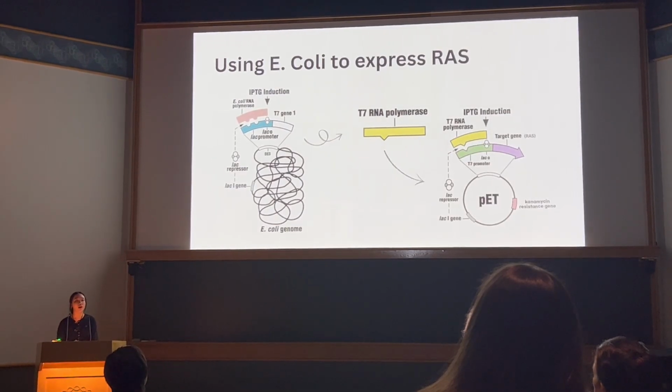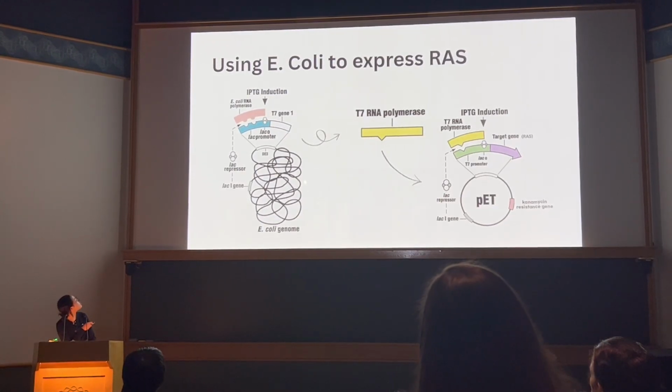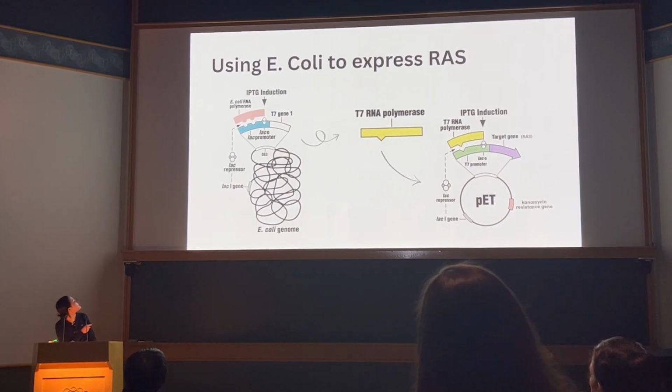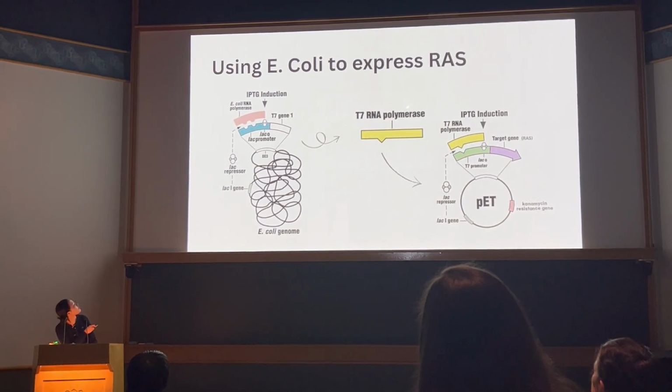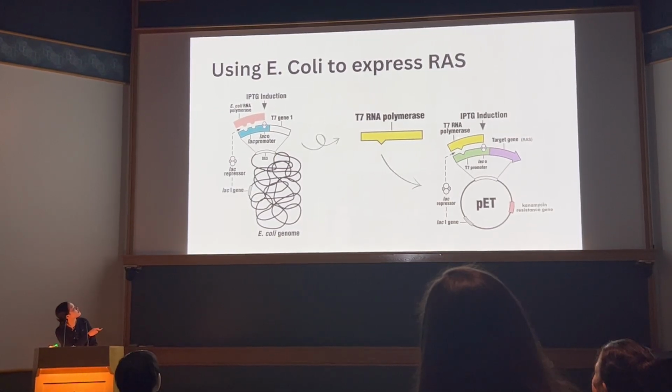So to purify RAS, we first have to express the gene. So we introduce IPTG into the E. coli genome. We're using the Rosetta cell in the experiment, and that produces the T7 RNA polymerase. And the T7 RNA polymerase attaches to the T7 promoter of the pET plasmid, and the IPTG goes here, and then we can get our target gene from the plasmid, which is the RAS protein.